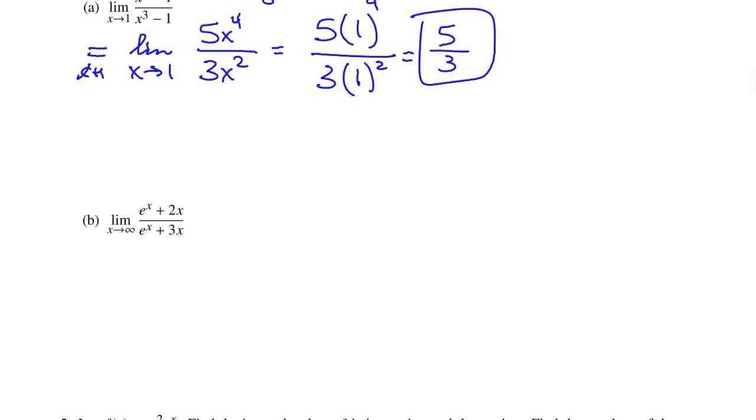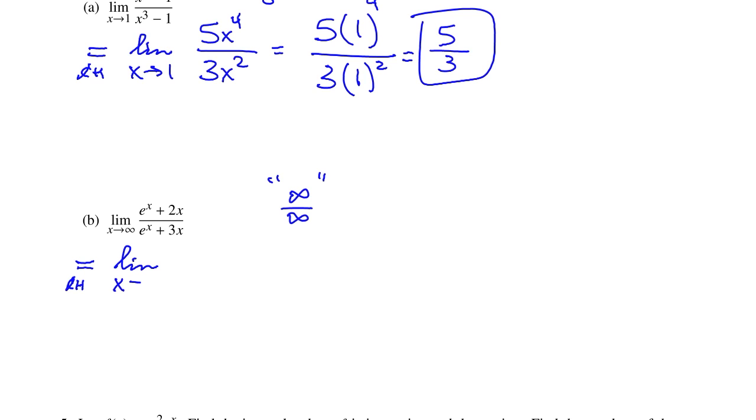Question B, the limit as x goes to infinity of e to the x plus 2x over e to the x plus 3x. Verify that this is going to infinity over infinity. It is, because the e to the x is going to infinity. So we can use L'Hopital's rule.